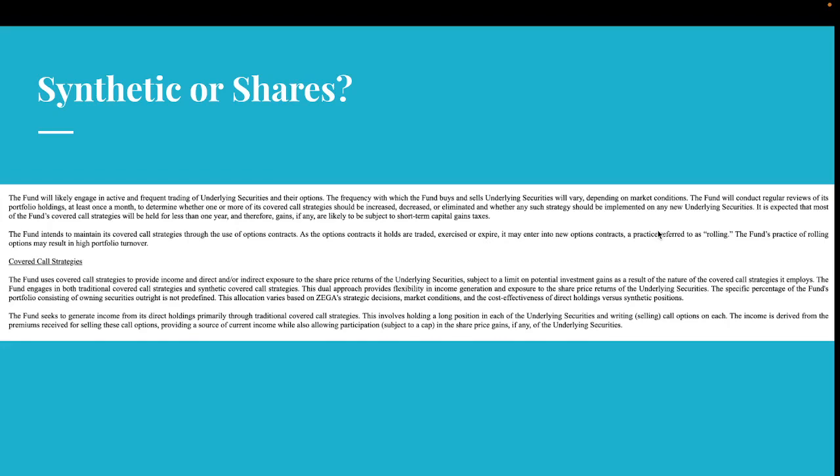The frequency at which the fund buys and sells securities will vary depending on market conditions. The fund will conduct regular reviews of its portfolio holdings at least once a month to determine whether one or more of its covered call strategies should be increased, decreased, or eliminated, and whether any such strategies should be implemented on any new underlying security. It is expected that most of the fund's covered call strategies will be held for less than a year. Therefore, gains, if any, are likely to be subject to short-term capital gains tax.